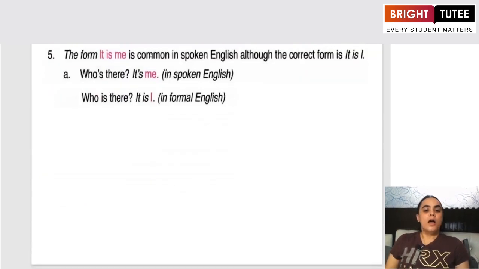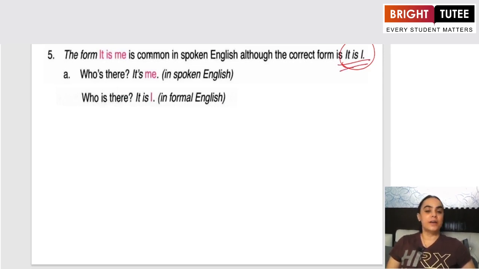Next, it is me is something which is common. Okay? We usually say it is me. When somebody knocks at the door, who's there? It is me. Who's on the phone? It is me. Who is making that noise? It is me. This is incorrect. The correct usage is it is I. We never say it is me. That is just the spoken form of saying it. When we talk about the formal English, which is to be judged, which is to be assessed, it is always it is I.